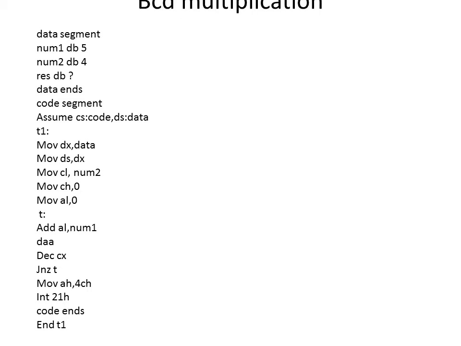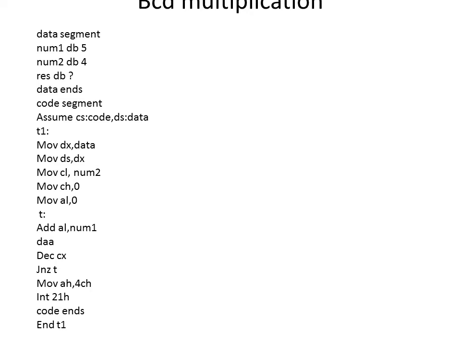Then AL is set as 0. Before the first addition, before adding num1, we have to set AL as 0. Then add AL, num1: 0 plus num1, that is 5. Then that result is converted into BCD form. Decrement CX by 1. If CX is not 0, JNZ: if the zero flag is not set, then repeat the block.